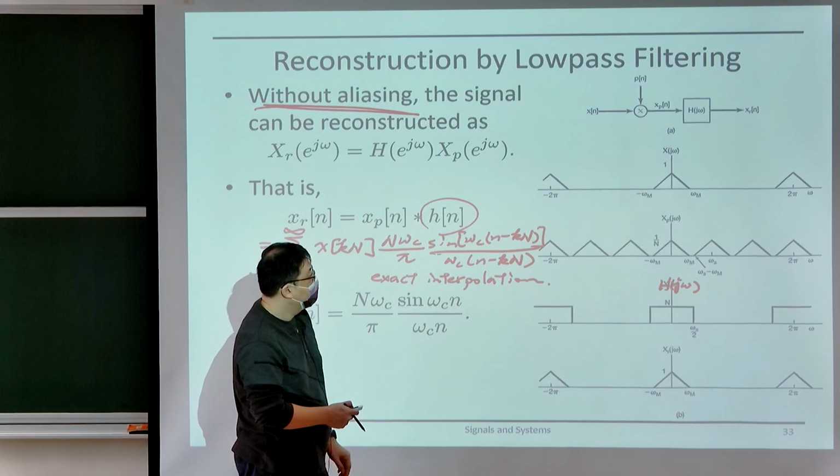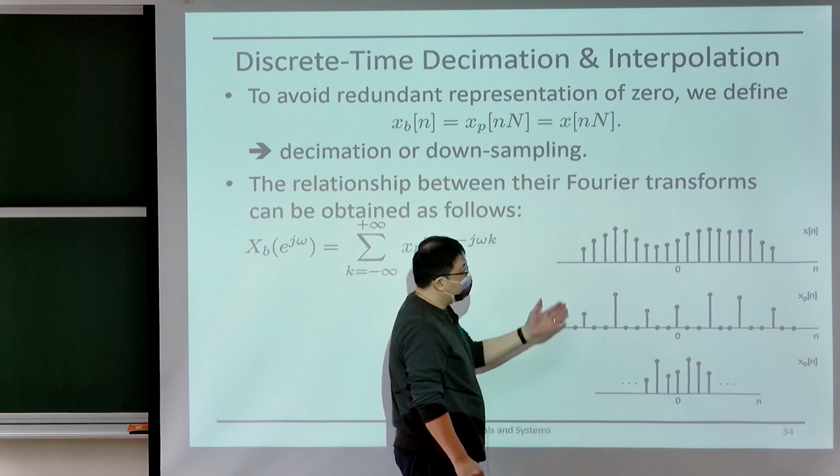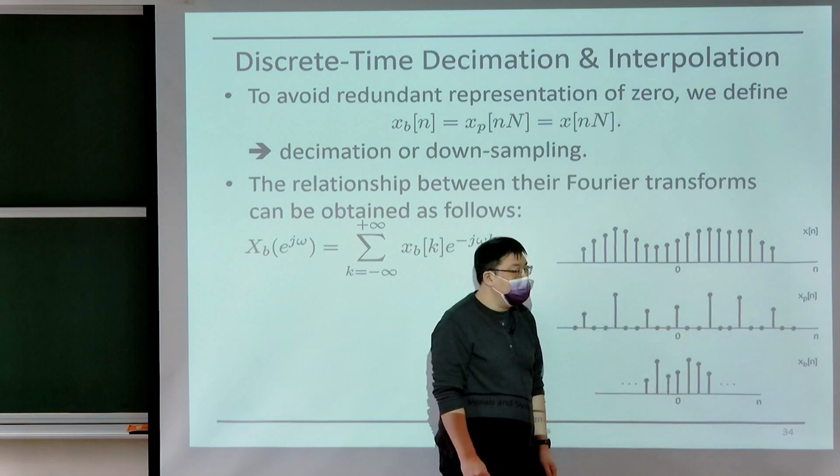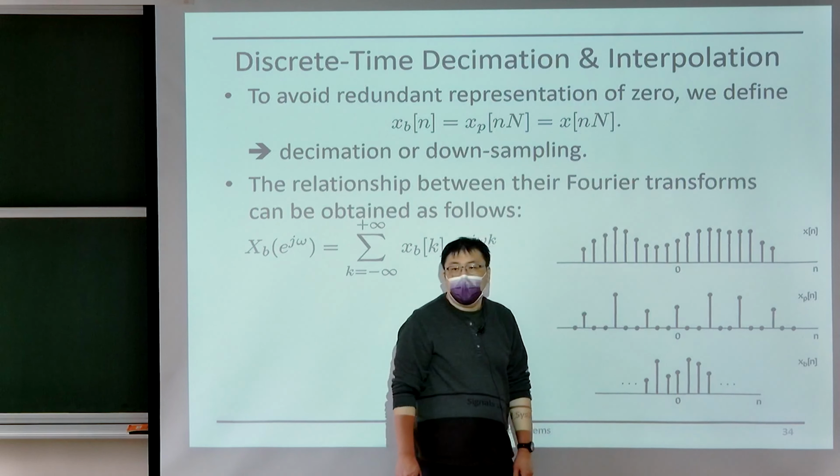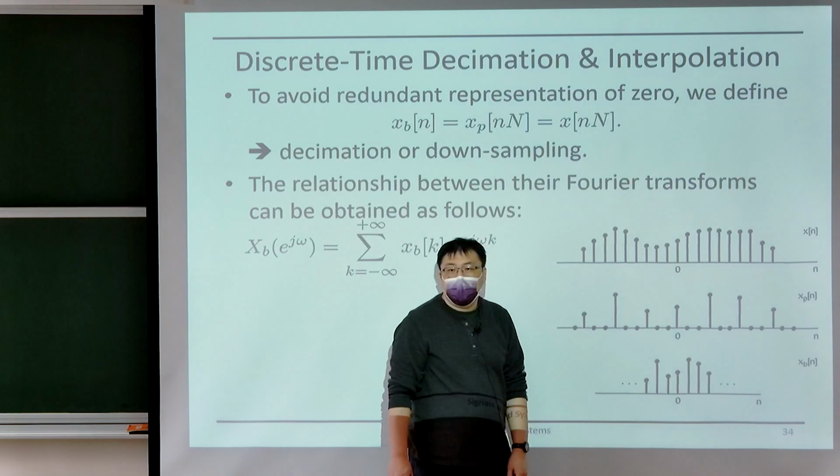So originally we have so many samples, but if we can just take a subset of these samples, but still are able to reconstruct the original signal without distortion, then we would prefer to use less samples, right? Because this imposes less complexity on our processing, okay?